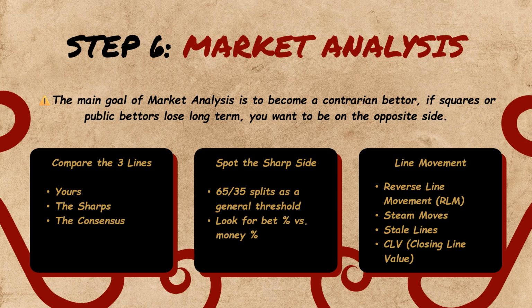Next, you're going to want to look at steam moves. This is when the line jumps across multiple sportsbooks simultaneously. This means a sharp group hit the market fast. Next, you're going to want to look at stale lines. This is when one book lags behind while others have moved. And that's your opportunity to pounce before it catches up.